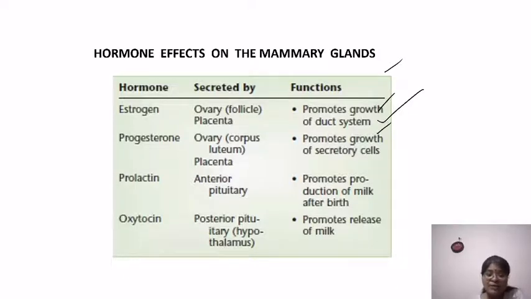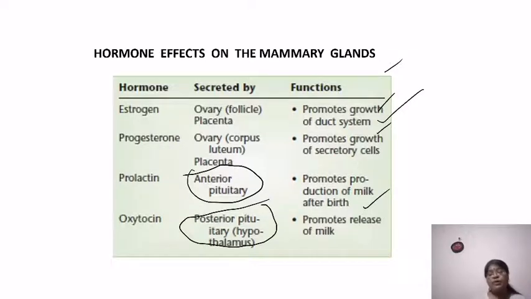Then prolactin promotes production of the milk. You know the role of prolactin, and it is released from the anterior pituitary, don't forget that. And oxytocin is released from your posterior pituitary. You know that the posterior pituitary releases only two hormones, oxytocin and ADH. Oxytocin promotes the release of milk. Now we will look at how milk ejection takes place.